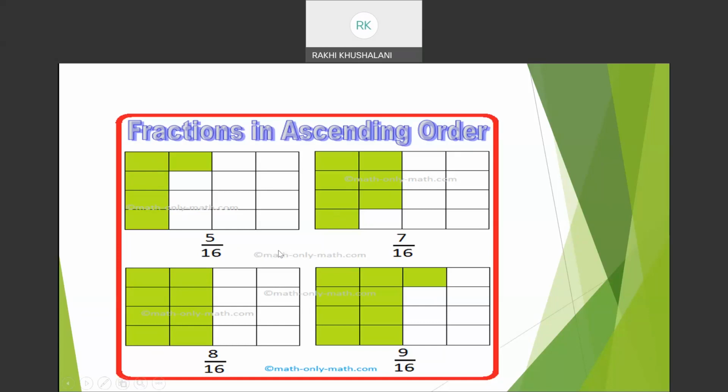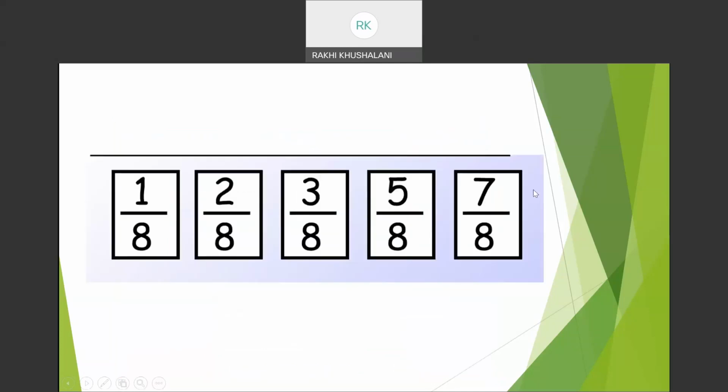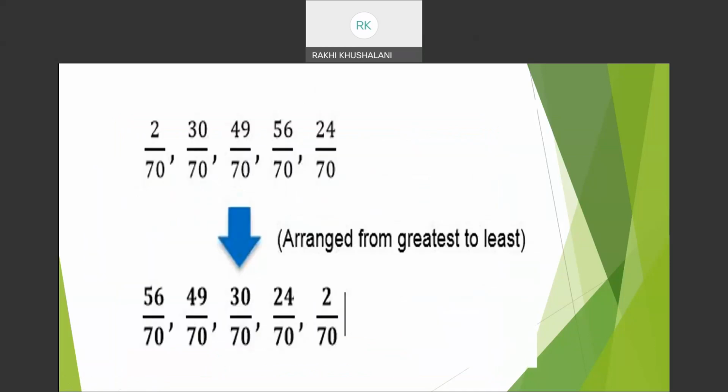So they are already in arranged form, and here it goes. So when the denominators are same, just compare the numerators and put them in the order you require, whether ascending or descending. Let's look at one more example. All the denominators are 8. 1, 2, 3, 5, 7. The numerators are arranged in ascending order.